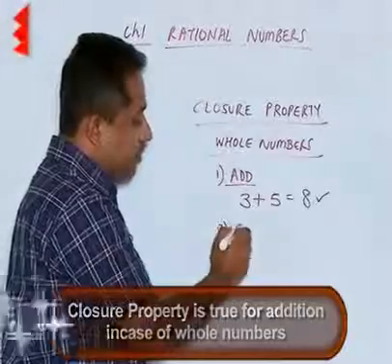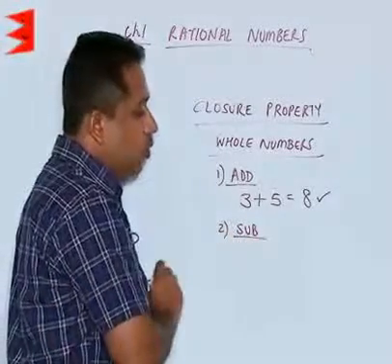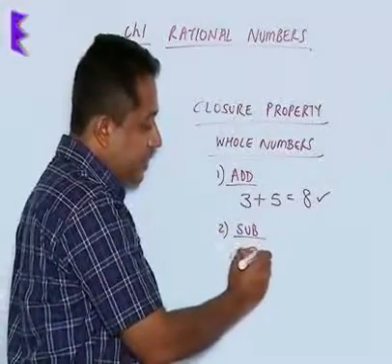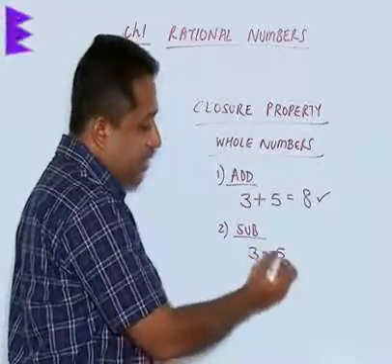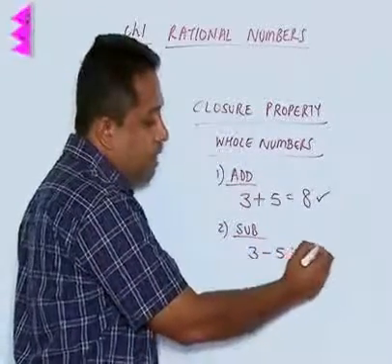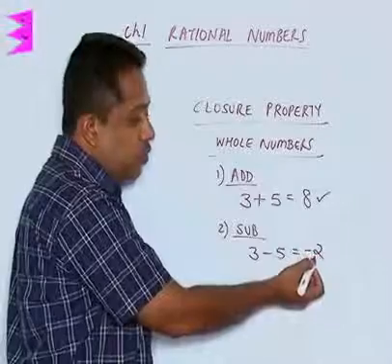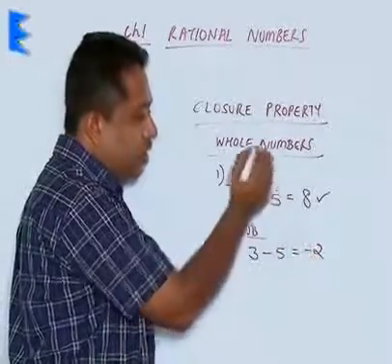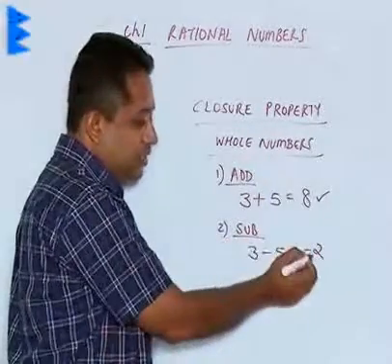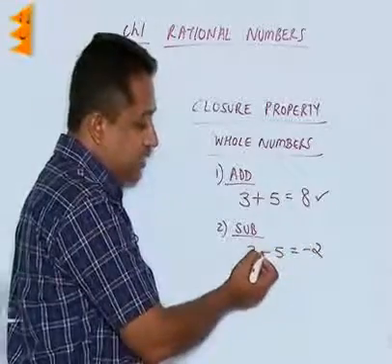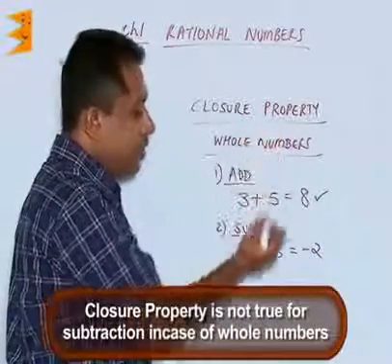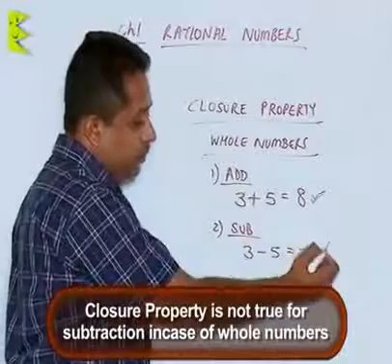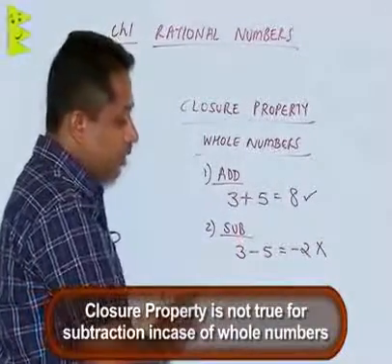What about subtraction? When we subtract two whole numbers, let's say 3, and we are subtracting 5 from it, we are going to get minus 2. Minus 2, if you observe, is not a whole number. So this is an integer. So we can say that for subtraction, the closure property does not hold good.